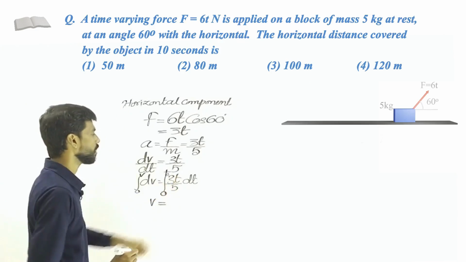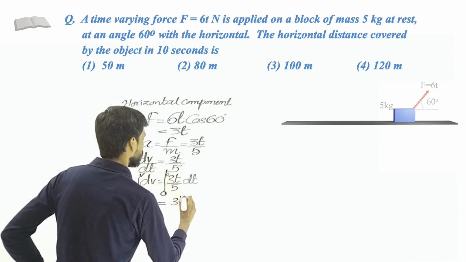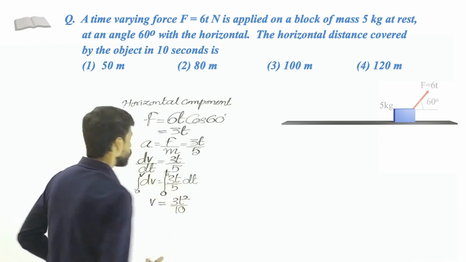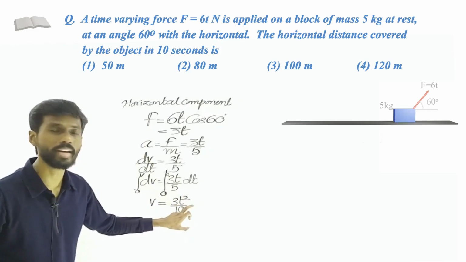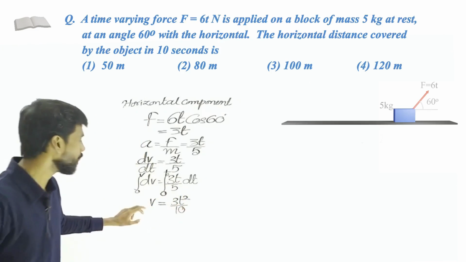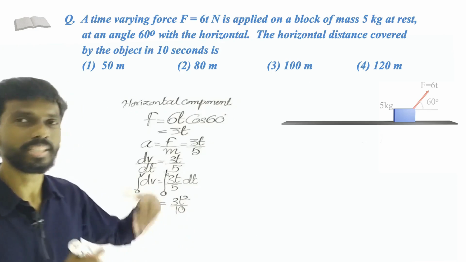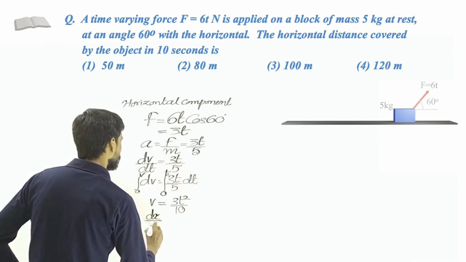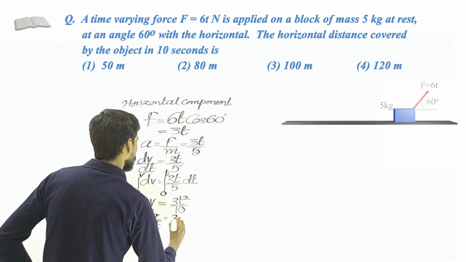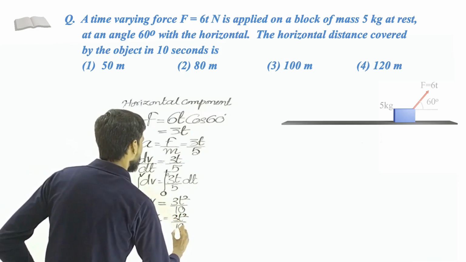So this is 3t squared by 2, so 3t squared divided by 10. This is the velocity, which is also a function of time only, right? Now we want the displacement. What is velocity? The rate of change of the displacement, right? So we can write this v as dx by dt, that equals 3t squared divided by 10.